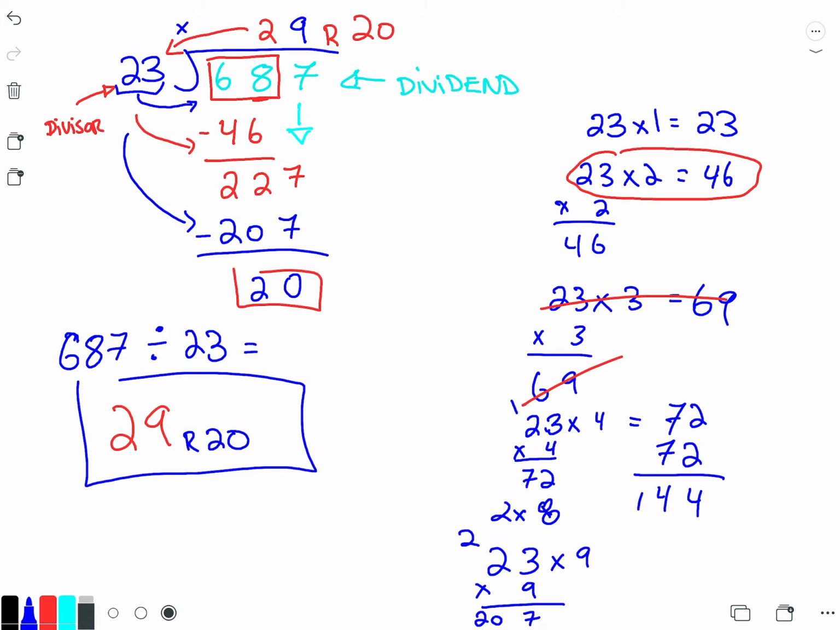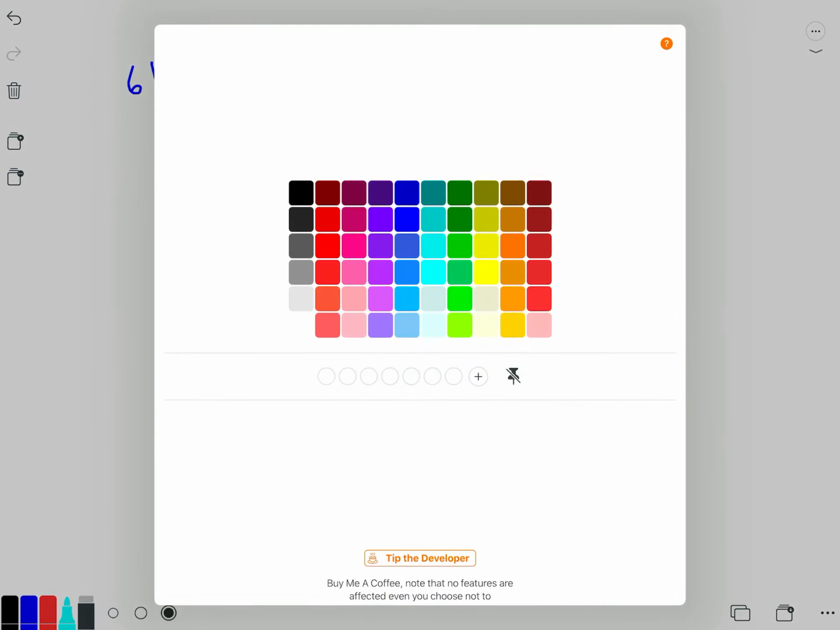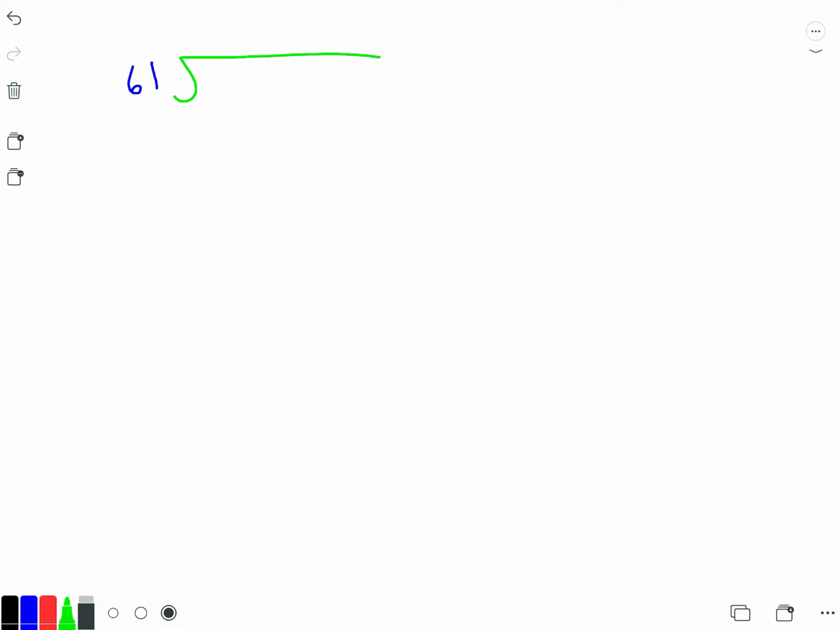So let's do one more problem. Let's try, oh, here's a good one. 61, and we're going to divide that and find out how many groups of 61 fit inside 1,339. All right, step 1. Can I fit this number inside that? Inside a 1? No, I can't. So I assume there's a 0 up there.